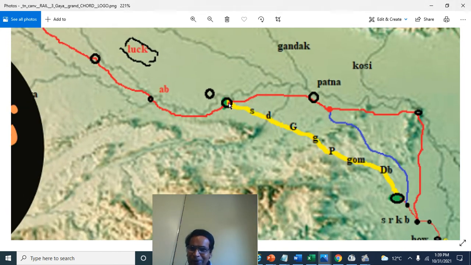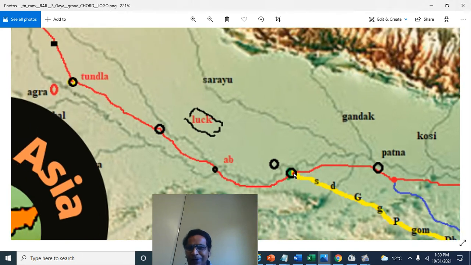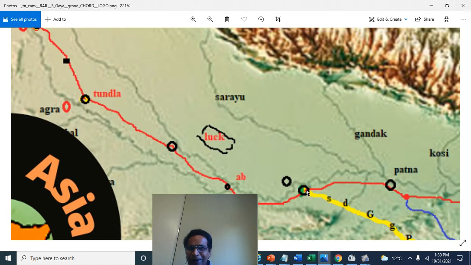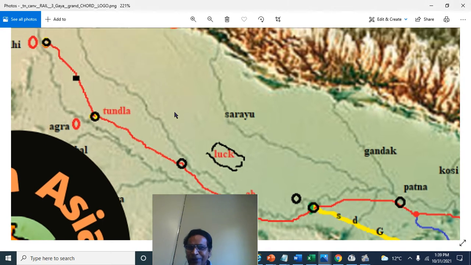So the same route means, remember, all the 3 lines never cross the Ganga. There is no need to build any bridge because Delhi, Indraprastha, is west of the Ganga river. So there is no need anywhere.